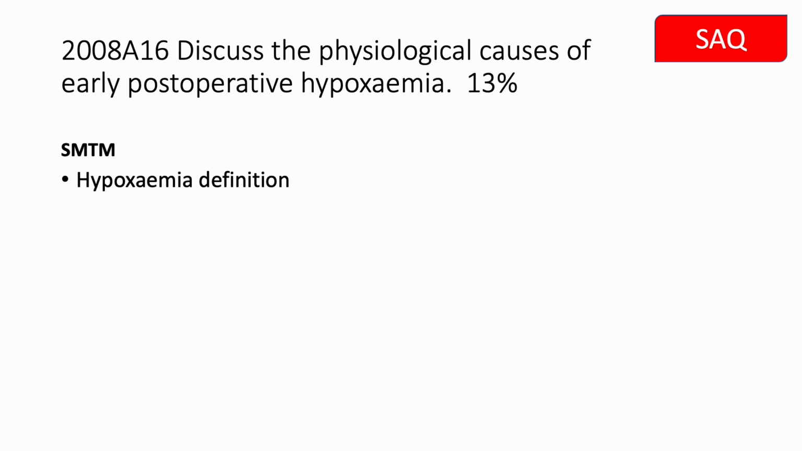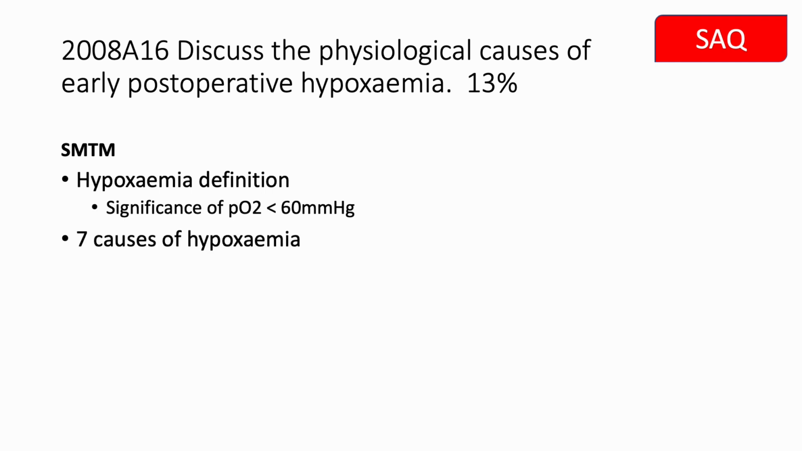So if you say that as PO2 drops below 60, because of the shape of the oxygen dissociation curve, oxygen content starts to drop sharply, and this can lead to hypoxia, this would definitely get you some marks. And as we've already stated, there are 7 causes of hypoxemia, so those would be the remaining marking domains.